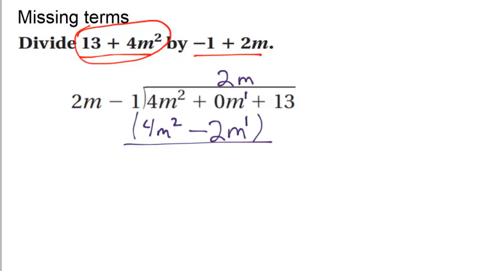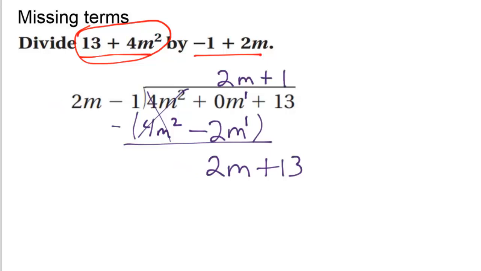Make sure you put parentheses first and go ahead and subtract. 4m squared minus 4m squared is 0. And then 0 minus negative 2m leaves you with a positive 2m. We bring down our 13. Then we start over again. What do we multiply the 2m by to get 2m? It looks like a positive 1, so plus 1.